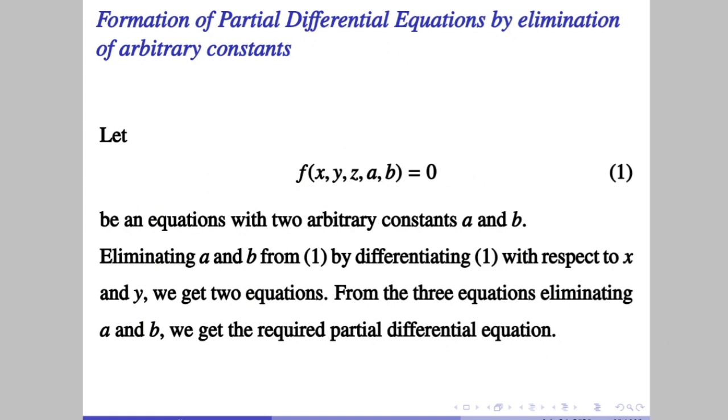Let f of x, y, z, a, b is equal to 0 be an equation with two arbitrary constants a and b. Eliminating a and b from 1, by differentiating 1 with respect to x and y, we get two equations. From the three equations, eliminating a and b, we get the required partial differential equation.